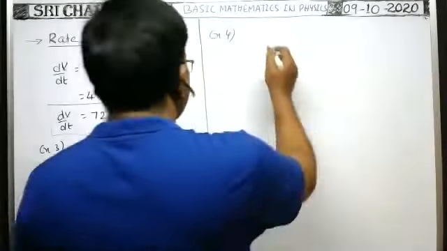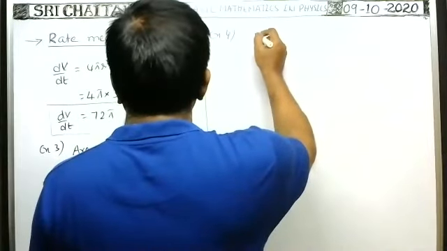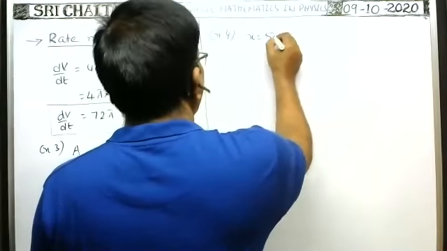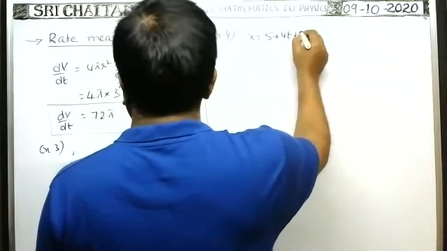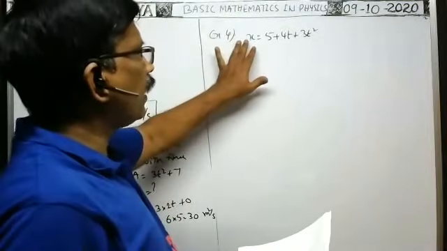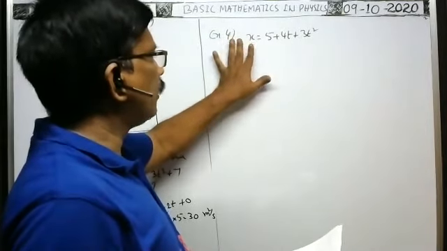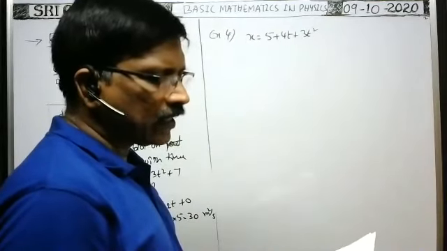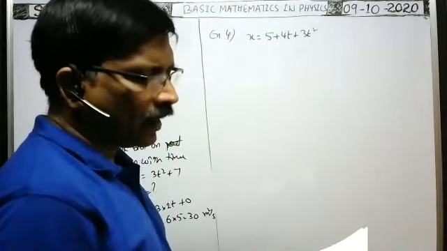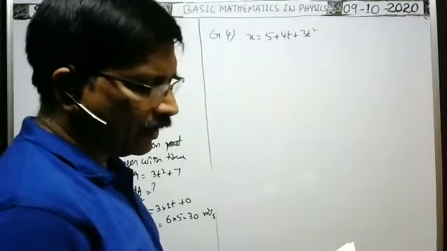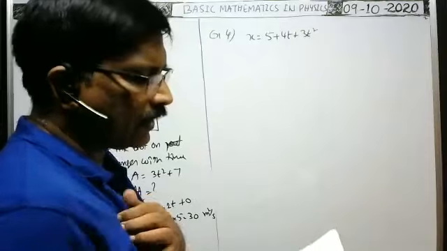The particle starts moving, meaning initial velocity is 0. Its displacement after t seconds is given by x = 5 + 4t + 3t². Here x is the displacement, and the displacement of the particle varies with time according to the given equation. Calculate the magnitude of its initial velocity, they asked.